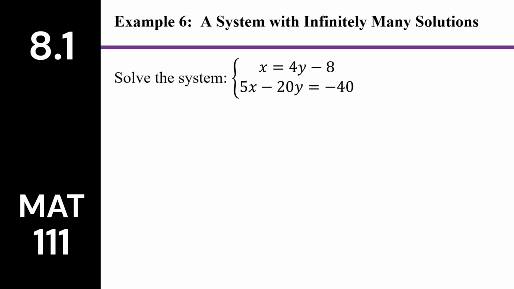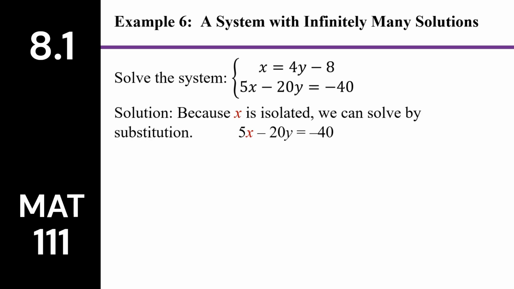Example 6 is a system that has an infinite number of solutions. Again, we don't know that when we begin the problem, so we just start our algebraic process. Because x is already isolated in the first equation, we can use the substitution method. We take our second equation and replace x with its equal, 4y minus 8, and that gives us an equation that has only y. We now solve this equation for y.